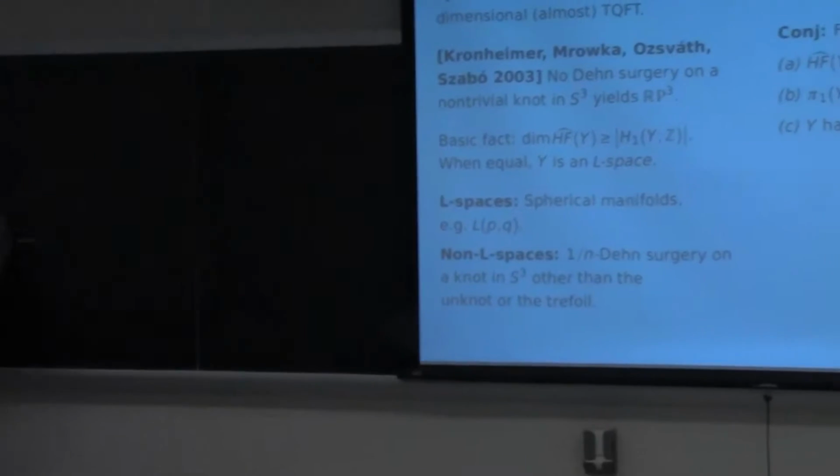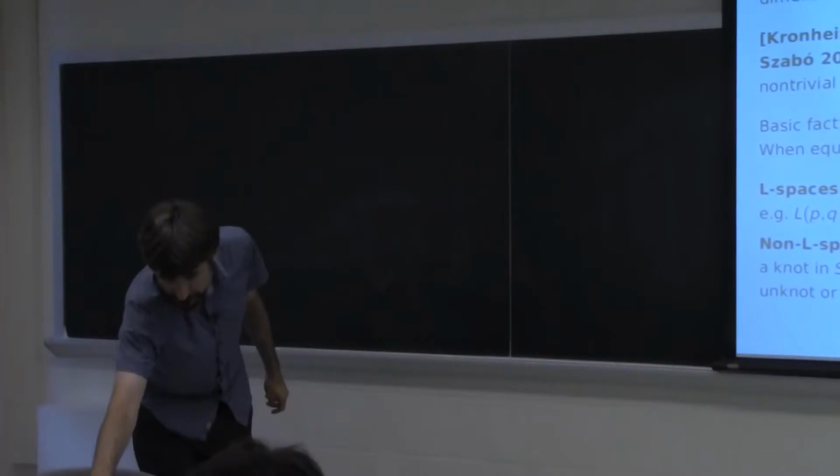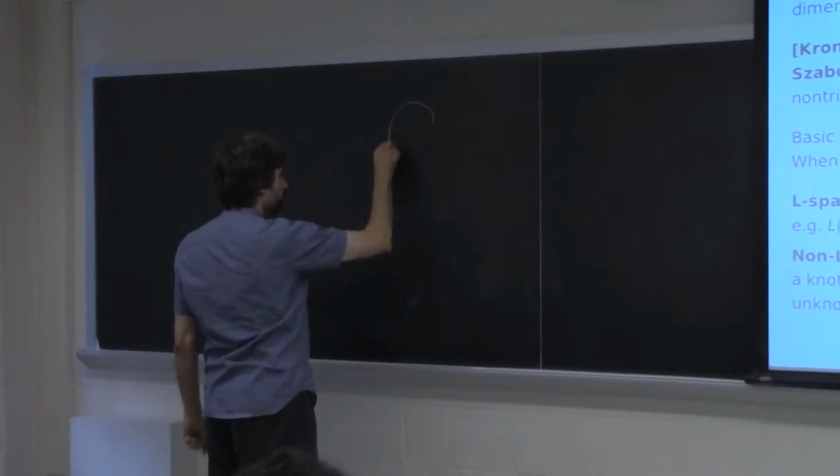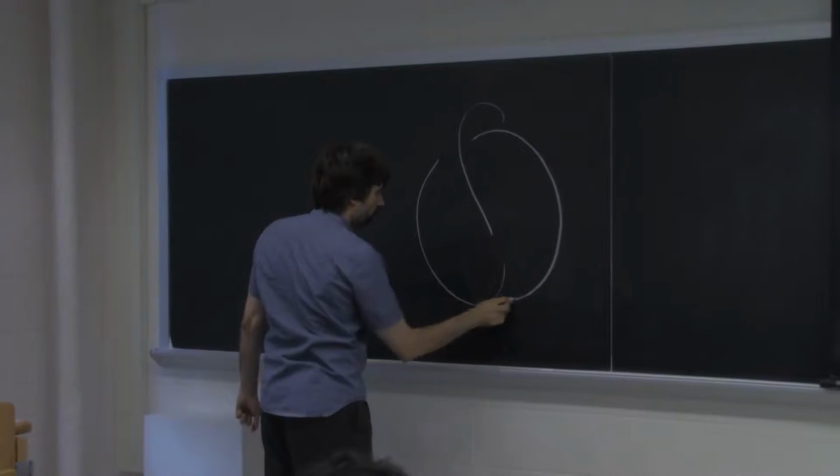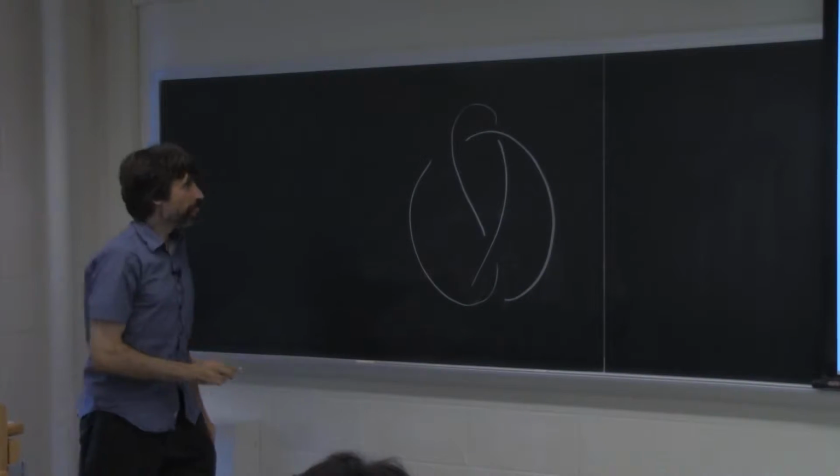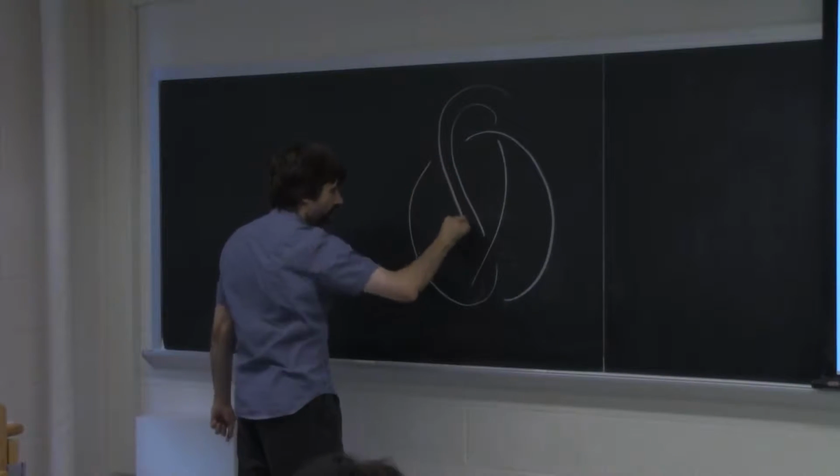If you look at a knot in the three-sphere, one of the most basic topological operations is to do Dehn surgery. So take the figure 8 knot. We take a neighborhood of this.